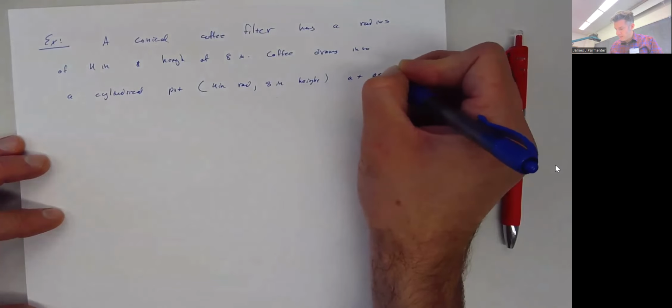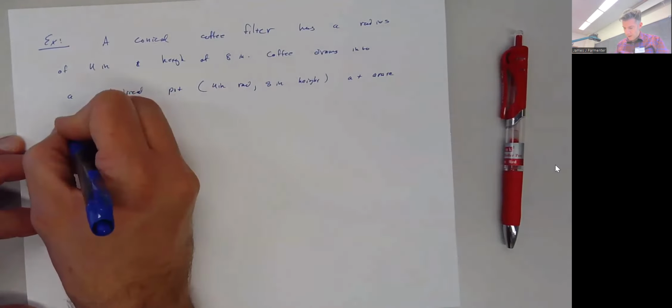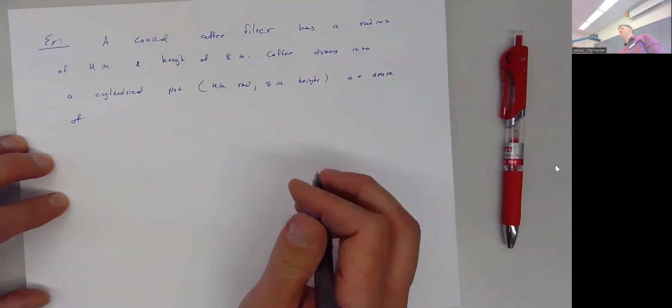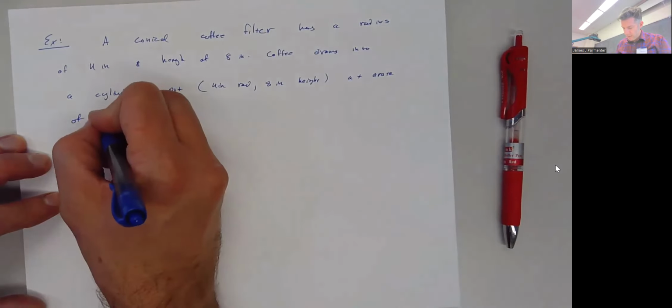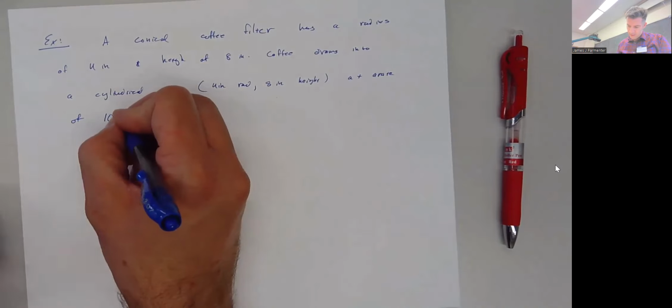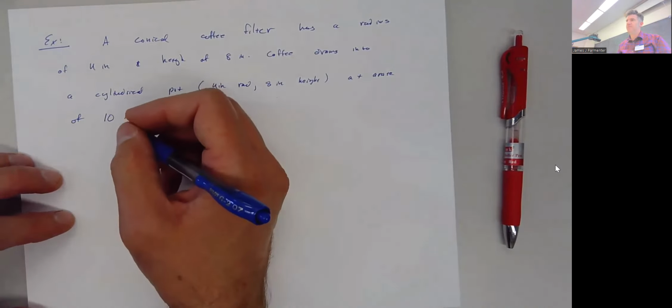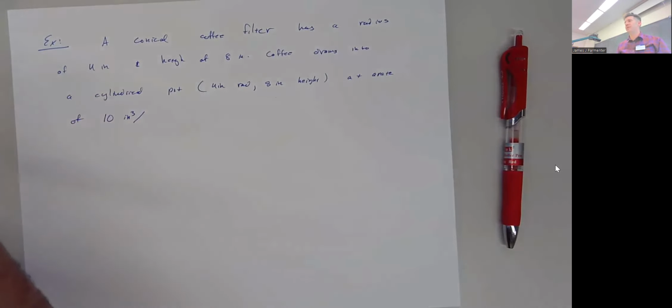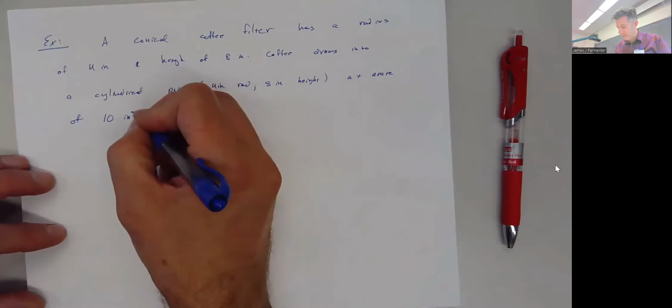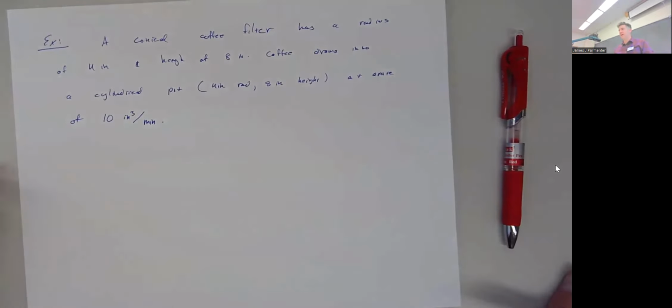At a rate of, I'm going to make up a number, 10 cubic inches per minute. That seems awfully fast, but it doesn't matter. We're not trying to be reality here. We're just trying to make up a good problem. So we've got volume draining out of this conical filter at a rate of 10 cubic inches per minute, which is probably very fast for coffee.